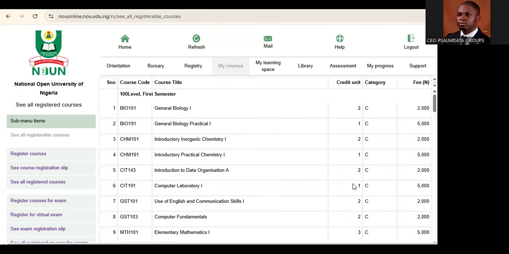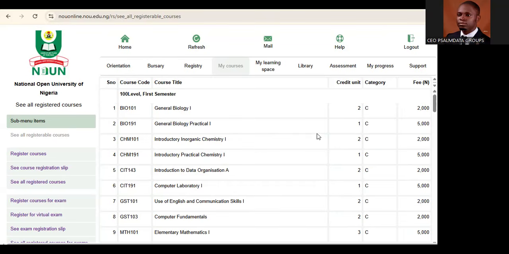It doesn't have to be 120 units for when you are done with all the courses you want to do. It's not like once you get to 120 units, you should not register any courses again. No. Sometimes you get to that 120 units even from as early as 300 level second semester, depending on how many electives you've been registering.